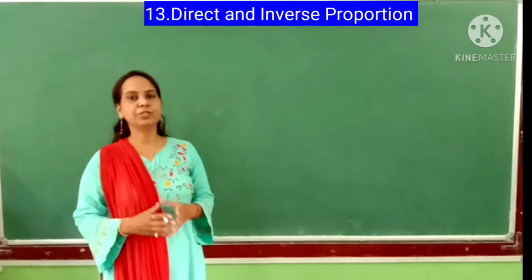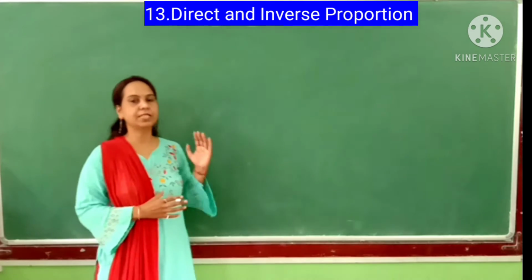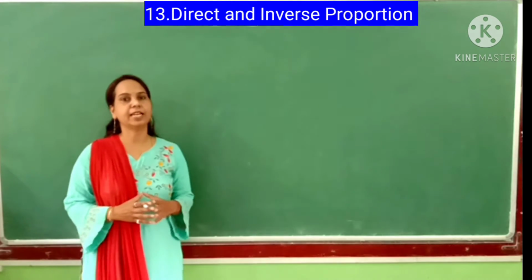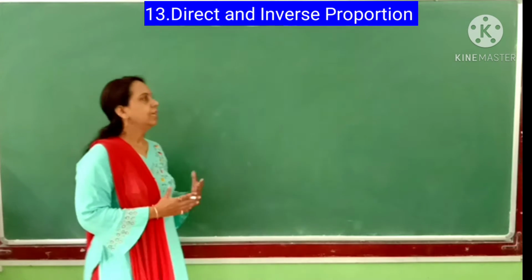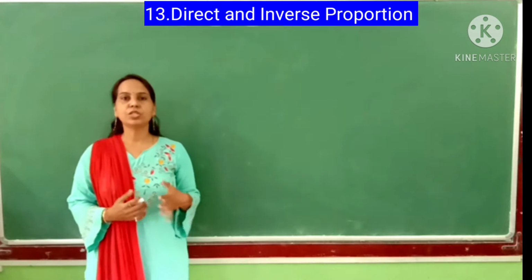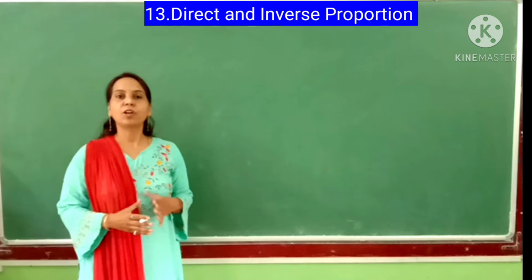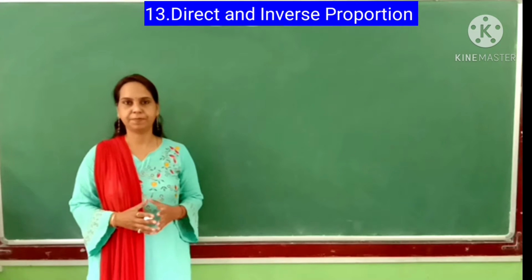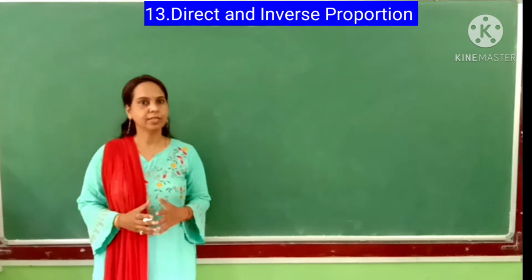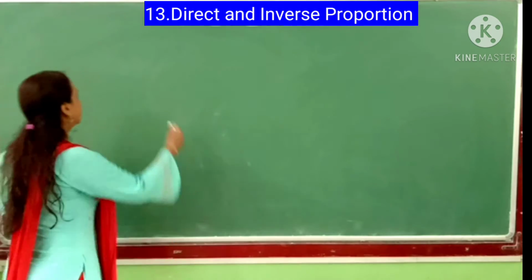Class, today we are going to start with a new chapter, lesson number 13, that's direct and inverse proportion. Let's take one example. The cost of one pen is rupees 15. Then what will be the cost for 2 pens? 30. Okay.